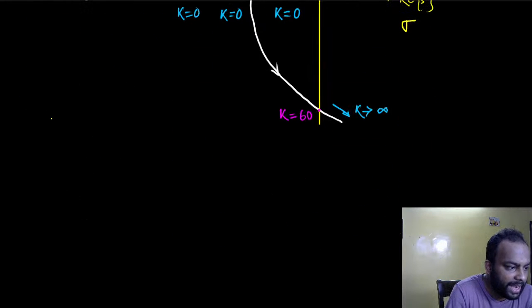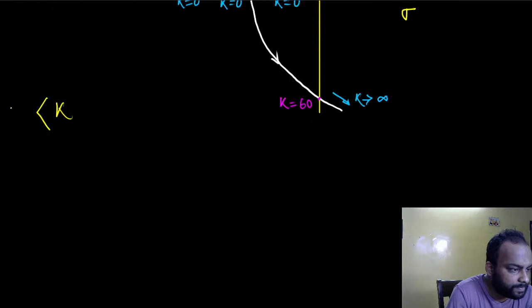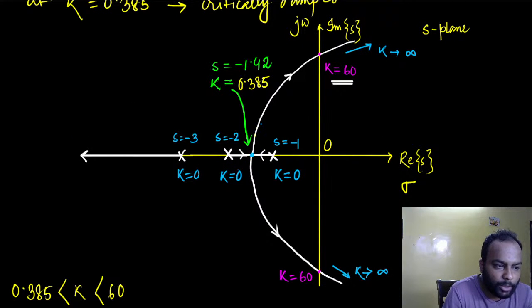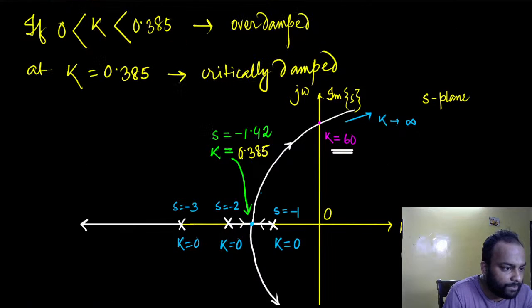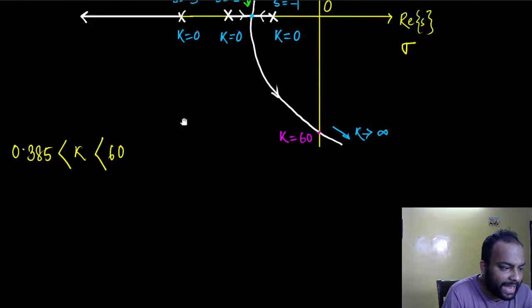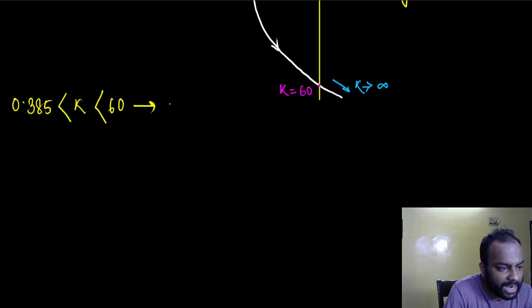Let's put another thing. We are saying right now that when the gain k is greater than 0.385 and less than 60, at 60 the system is marginally stable, and at 0.385 the system is critically damped, because there are 2 poles on the real axis and they are equal here, and marginally stable means undamped. So at k equal to 60 the system is undamped really.